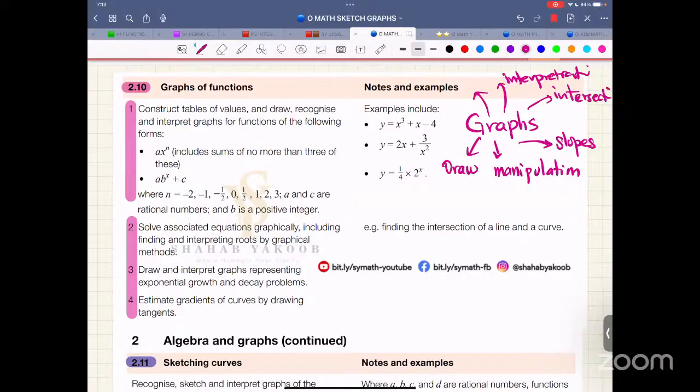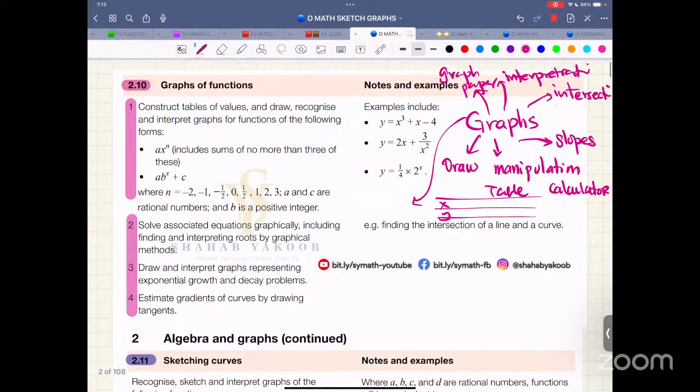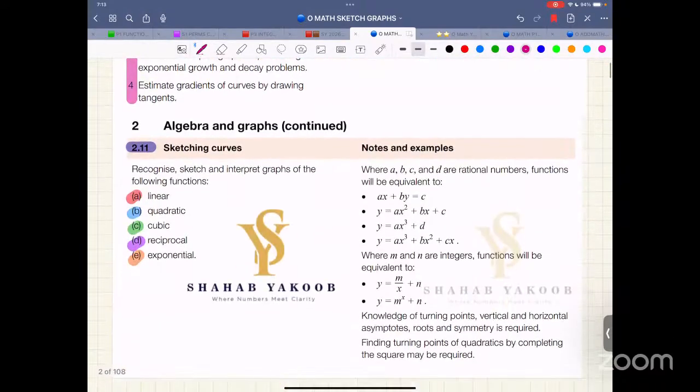So, and this is, of course, done on graph paper. And what else is there? This is about a table of values. There is X, there is Y, there is table, and you use a calculator. So this is one aspect of it. The other aspect is this one, which is about the algebra and graphs continued.